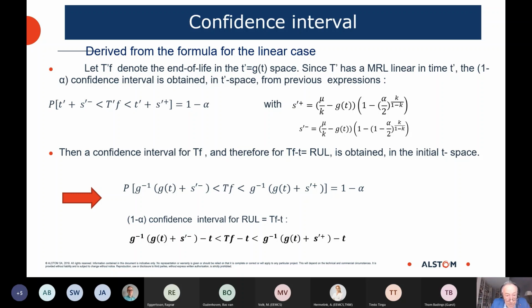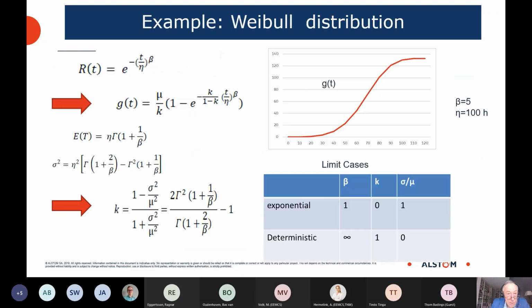And so I will give some examples now, which are the distributions which we mentioned. Start with the Weibull distribution. In the Weibull distribution, this is the reliability function with parameters eta for scale and beta for shape. So here is the G function. The expectation is given in this way and the variance in this way. Using what was done before, we can derive the K coefficient as a function of beta only, the shape parameter. The G function is an S-shaped function, which goes from 0 to mu over K.